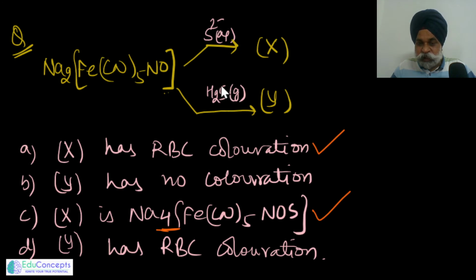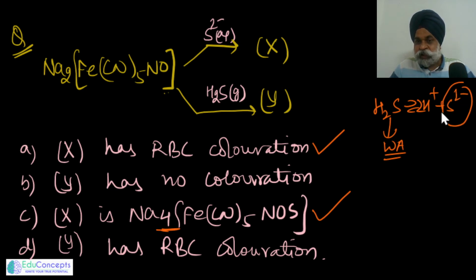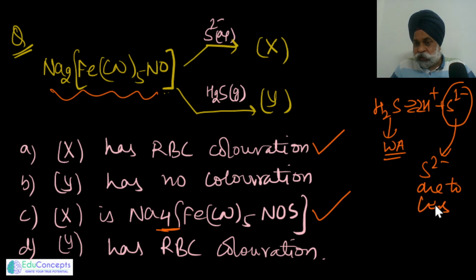Now what about H2S? Make it a point, H2S does break to give you sulfide ion, but it is a very poorly weak acid, and it would not provide that many sulfide ions so that this particular reagent would turn purple or intense red. Make it a point. So H2S, although it provides sulfide ion, the concentration of sulfide ion is too low to show coloration by binding with the complex.